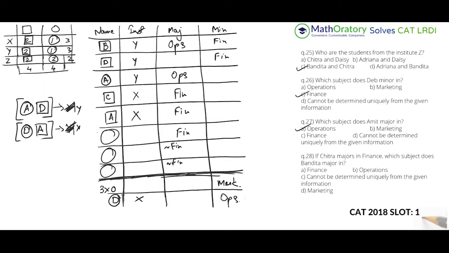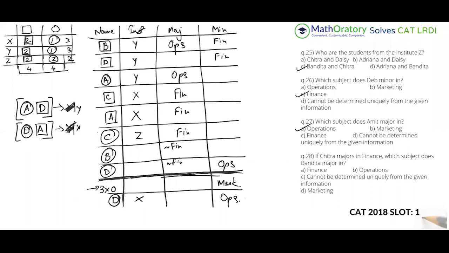Question number 28 says, if Chitra majors in finance, which subject does Bandita major in? So Chitra is majoring in finance. So Chitra has to be this individual because the other two ladies are not majoring in finance, and A is anyhow picked up. So this has to be Chitra, and Chitra has to be from Institute Z also. And we are focusing on which subject Bandita majors in, right? So one of these two ladies has to be Bandita. Whichever is Bandita, the other one is D, right? And D is majoring in operations.